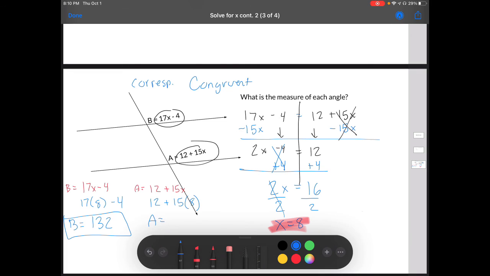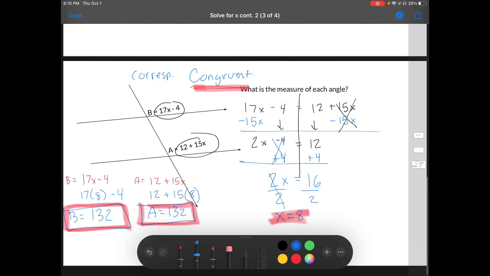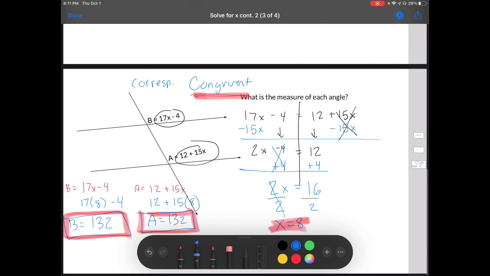And A, 12 plus 15 times 8, is 132. Remember at the beginning we said corresponding angles were congruent, and we got the same number for both of them. So that's just kind of like a check. Since we said they would be congruent, we better get the same answer for both. So that is the end of this lesson.